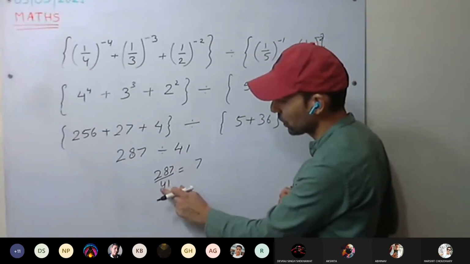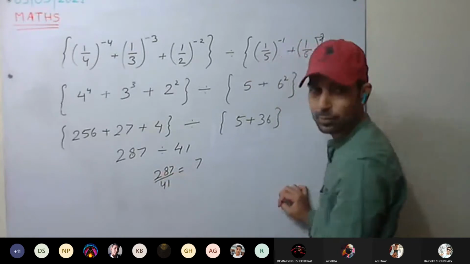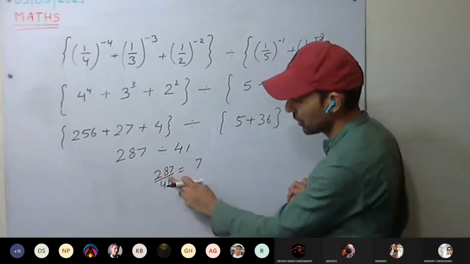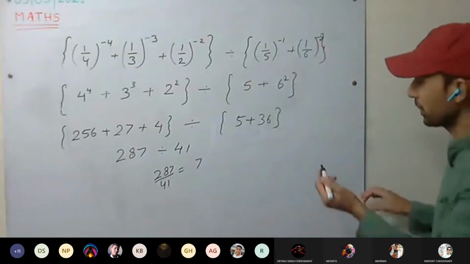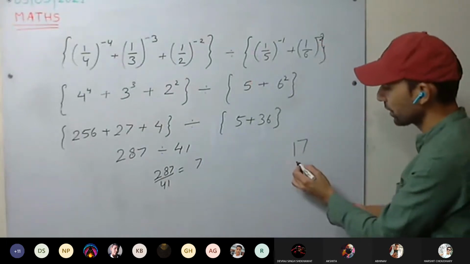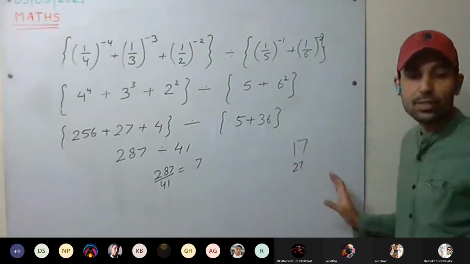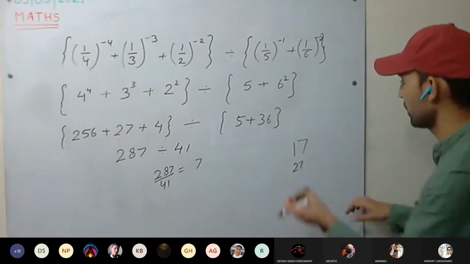7 1s are 7. 4 7s are 28. So you take the unit place and take it. So you get the idea by what number we should multiply. Should we multiply with 7 or 17 or 27? We can get the idea from that.